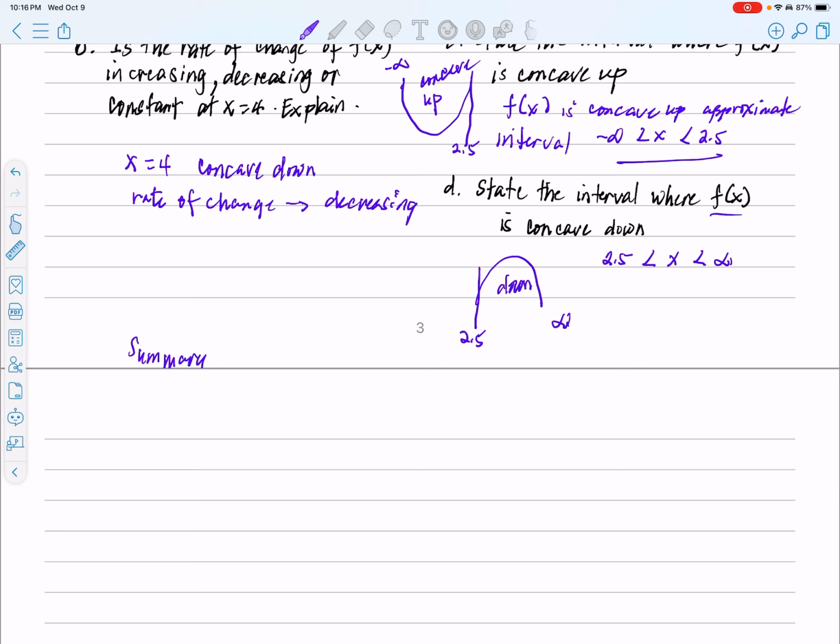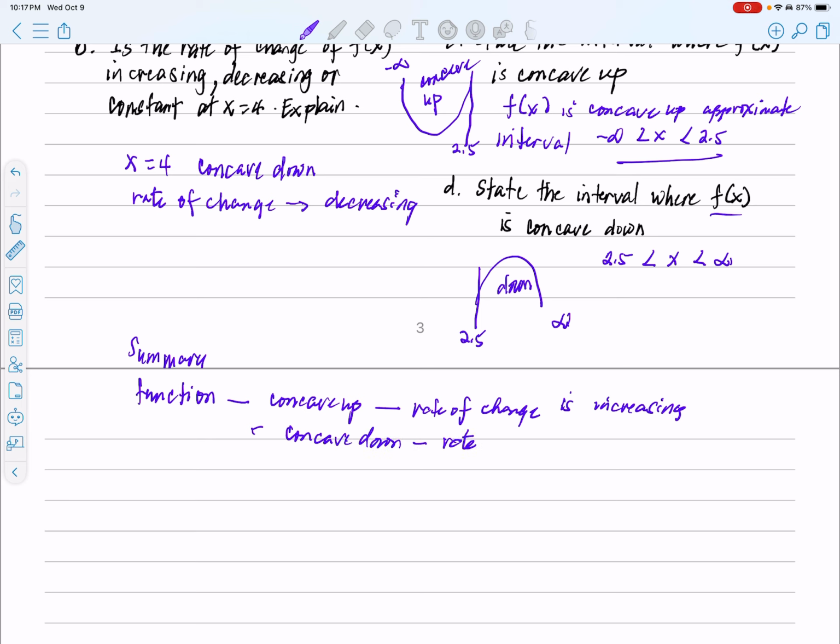So if the function is concave up, the rate of change is increasing. When the function is concave down, the rate of change is, what do you think? Of course, it's down, then it is decreasing.